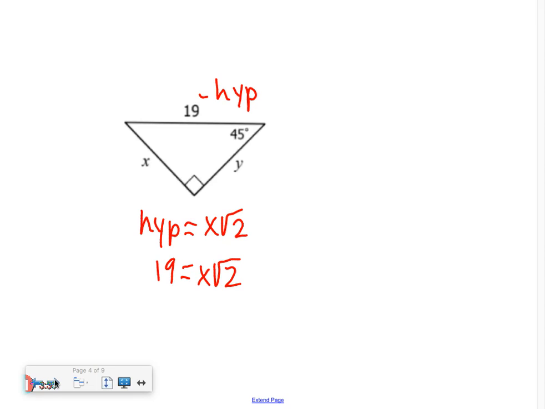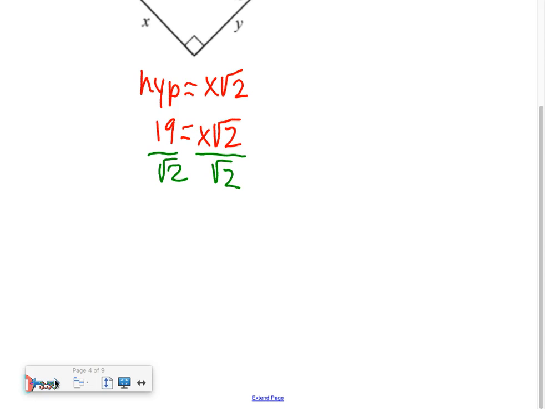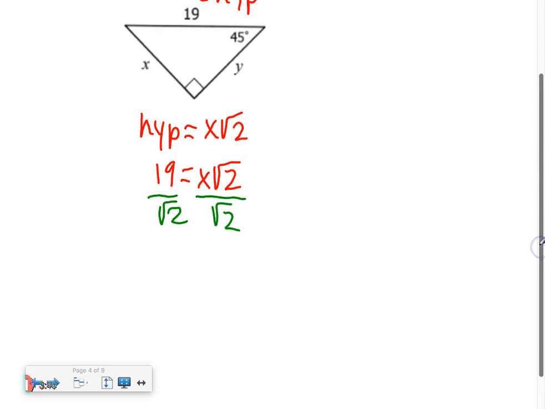Would you divide the whole thing by the square root? Yeah, so first I have to divide everything by the square root of 2. What's nice about this, those cancel. But remember, I can't have a radical in the denominator. That's a big no, you just can't do it. So, who has an idea of how we're going to get rid of it?